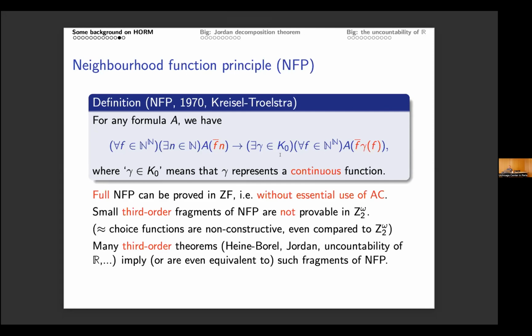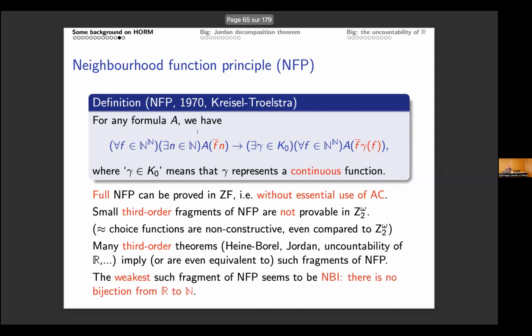So I should get this published actually, but the Heine-Borel theorem for uncountable covers is equivalent to a nice fragment of NFP. So NFP where you have one quantifier over Baire space here. And of course you allow for third order parameters. So there's that. And NBI, there is no injection from the reals to N, seems to be the weakest fragment of NFP, as far as we know.